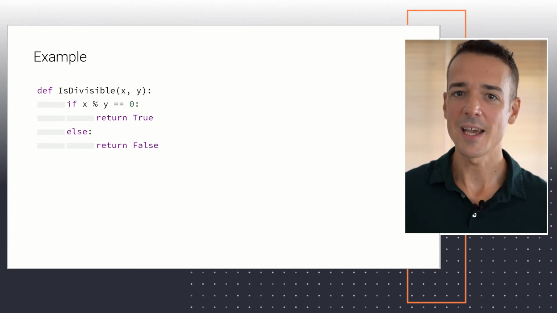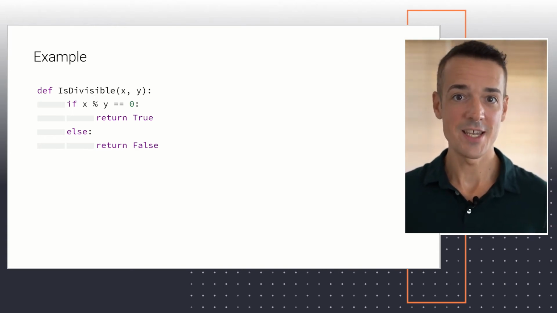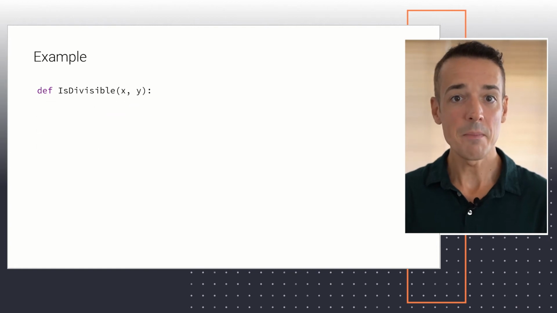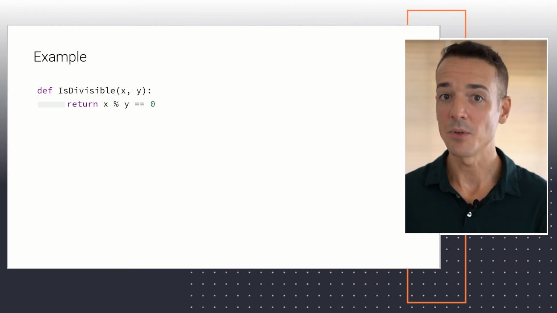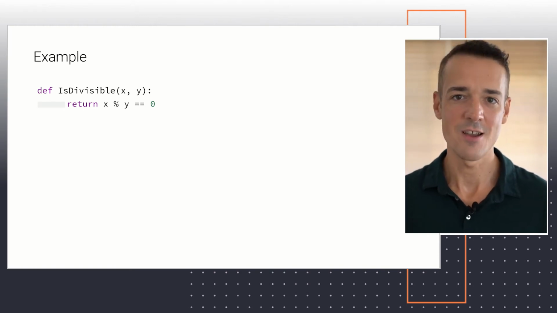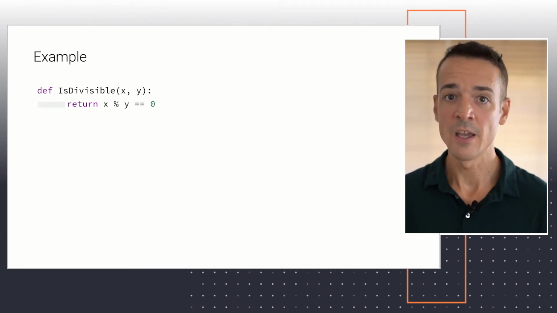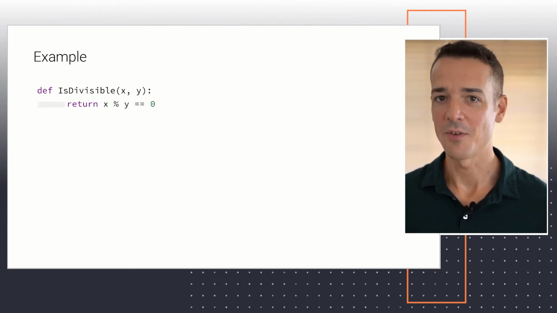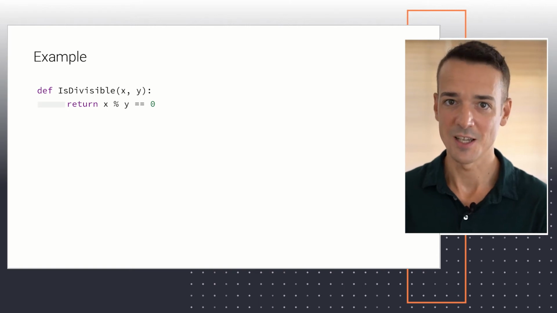Notice that the expression x modulo y double equal 0 is already a Boolean expression, providing a result set to true or false as a condition to the if-else block. We may omit that if-else block altogether and instead return the result of that Boolean expression directly, as shown here. If x modulo y double equals 0 is true, the function returns true. And if that same condition is false, the function returns false. In other words, the function returns the result of the condition itself.